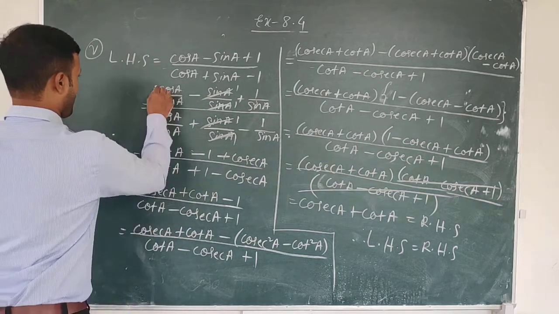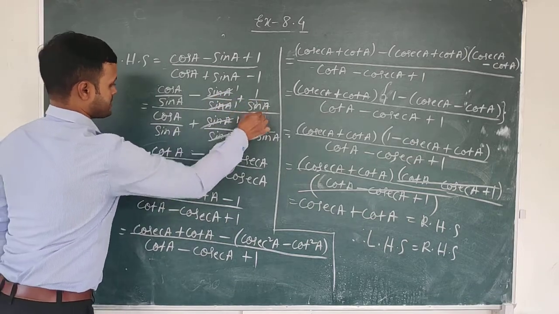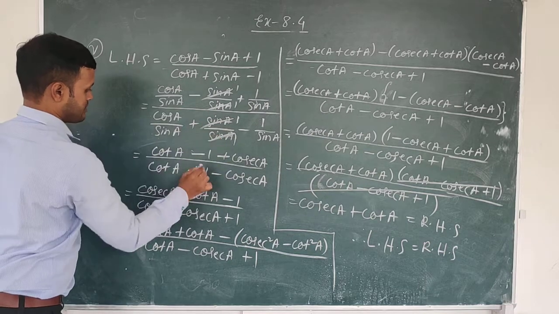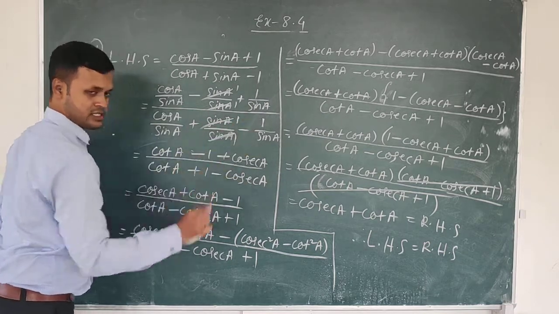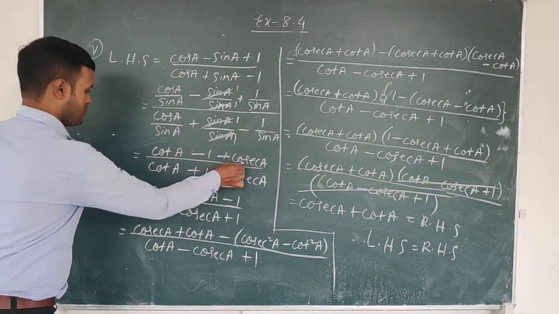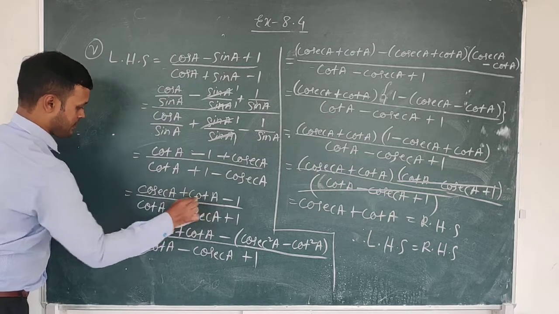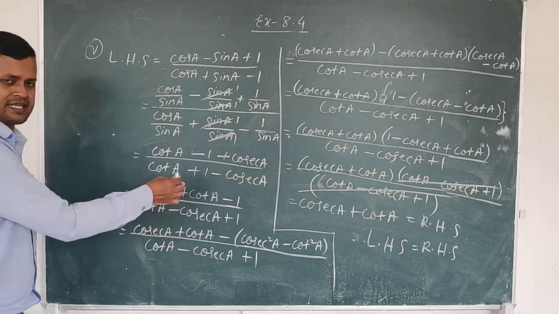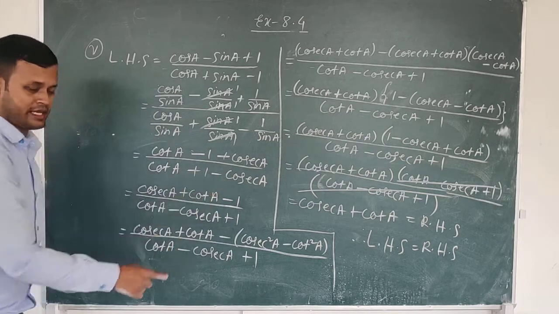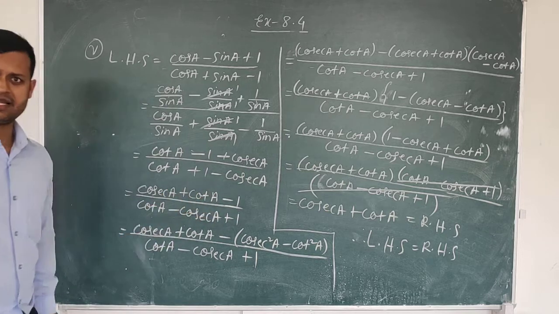So cos A by sin A will become cot A. Sin A cancels, will become 1. 1 by sin A will become cosec A. Cos A by sin A will become cot A. Sin A cancels, will become 1. And 1 by sin A means cosec A. So now you see, cosec A plus cot A minus 1 and cot A minus cosec A plus 1. I am just arranging the terms. Cosec A I am writing first and then cot A and then minus 1. And here because cosec A is minus, after cot A only I am writing the negative term and then the plus 1.